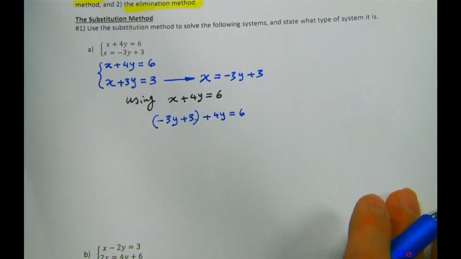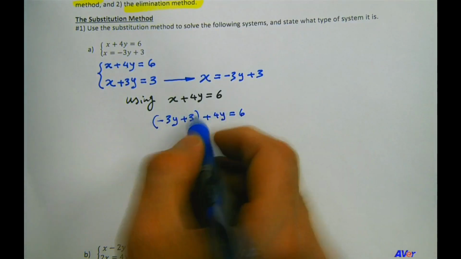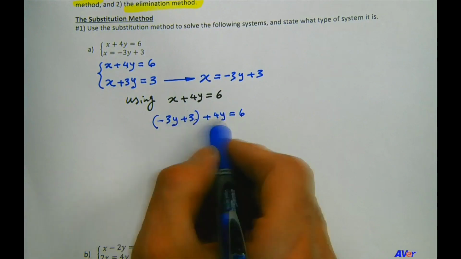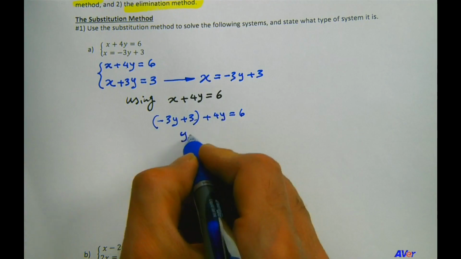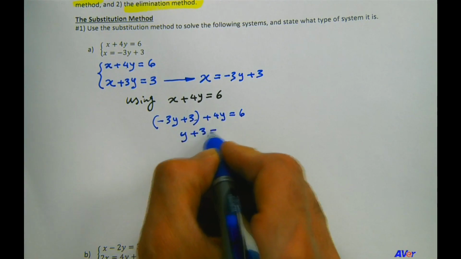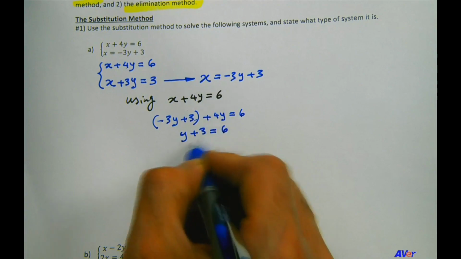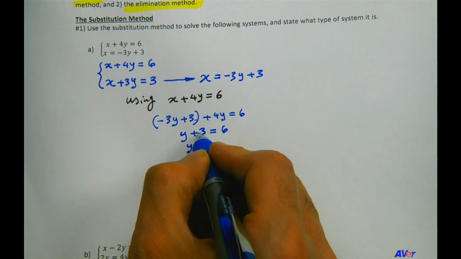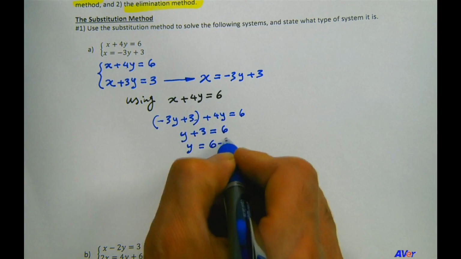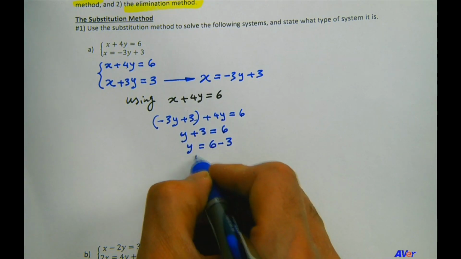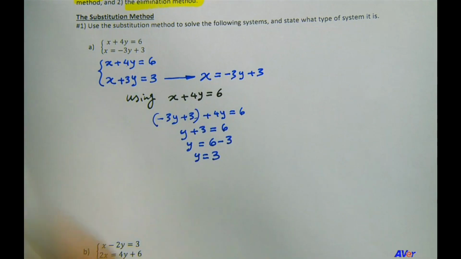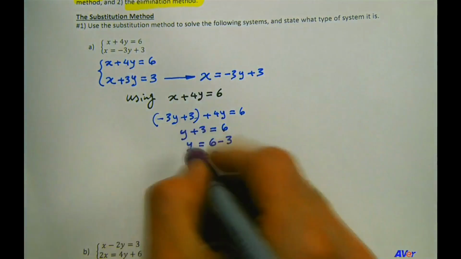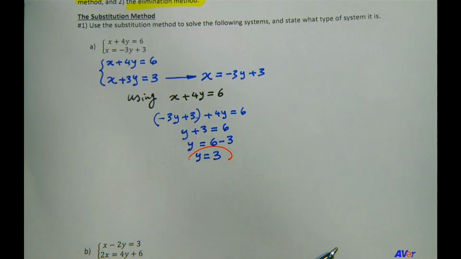Okay. Now we can simply combine minus 3y plus 4y. Right? Minus 3y plus 4y is positive y. Plus 3 equals 6. Now move the positive 3 to the other side. So we have 6 minus 3, and therefore y is equal to 3. So that's one of the variables that we solved for.